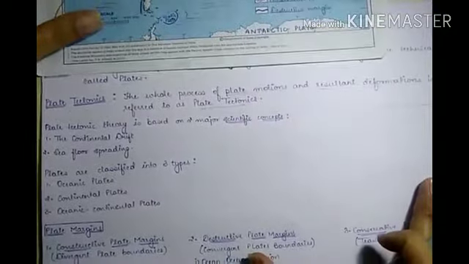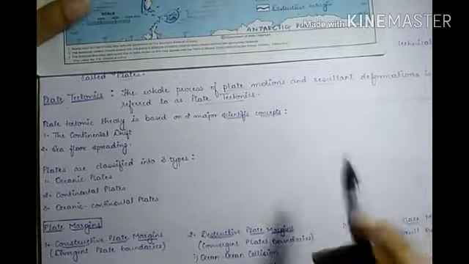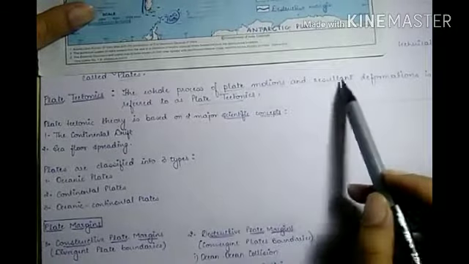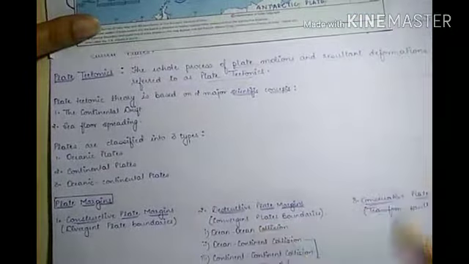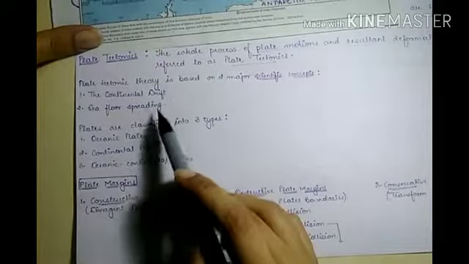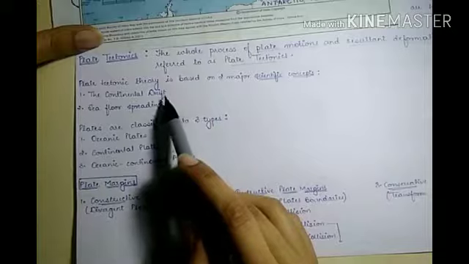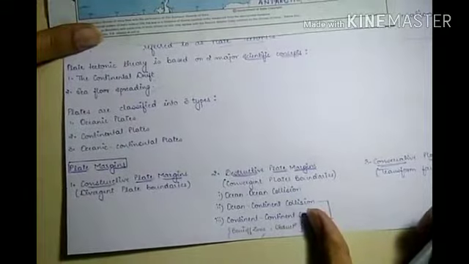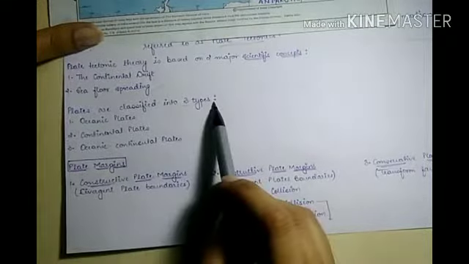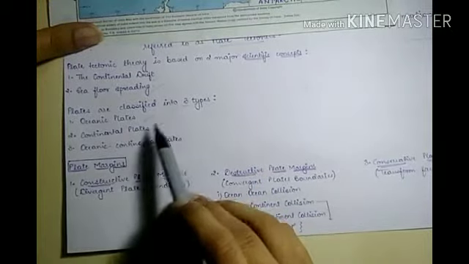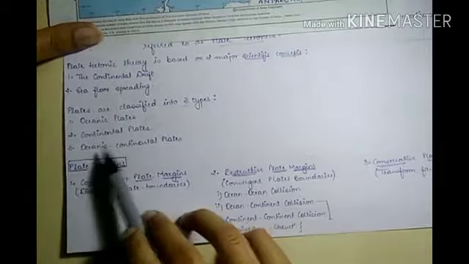Now we will talk about plate tectonic theory. As we have discussed, plate tectonic theory studies plate motions and their resultant deformation, okay? And it is majorly based on two scientific concepts. What are these two scientific concepts? These scientific concepts are continental drift and seafloor spreading, okay? Continental drift we have done. Now we will study seafloor spreading and then plate tectonics, okay? And plates are basically classified into three types. First is oceanic plates, second is continental plates, and third is continental oceanic plate, okay.